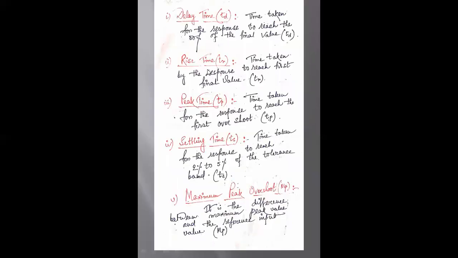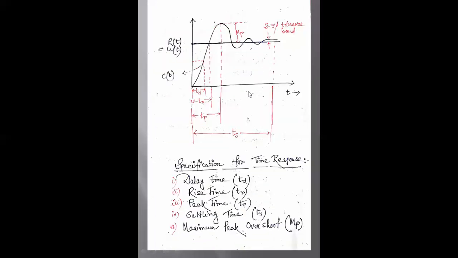Then the next is the rise time. It is the time taken by a response to reach the first final value. The first final value is this one. This is the graph that is approaching its final value 1. So the time taken for the graph to reach the first final value, when a perpendicular is drawn from here, is called tr or the rise time.